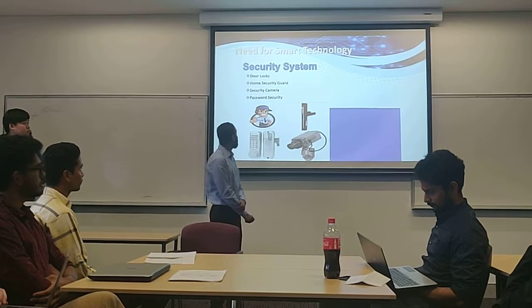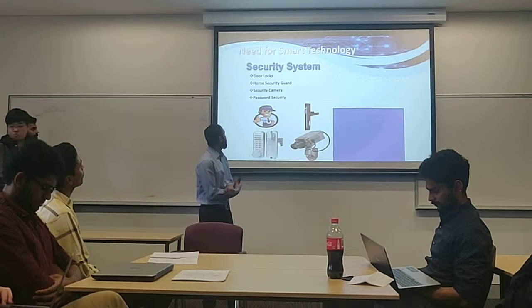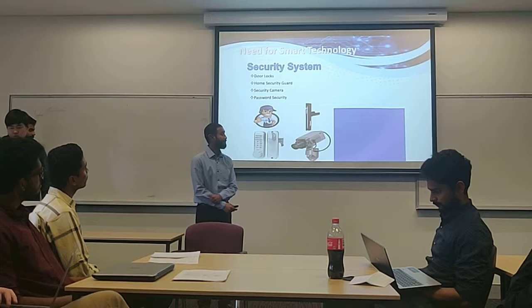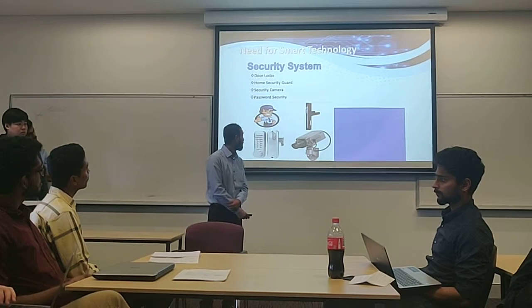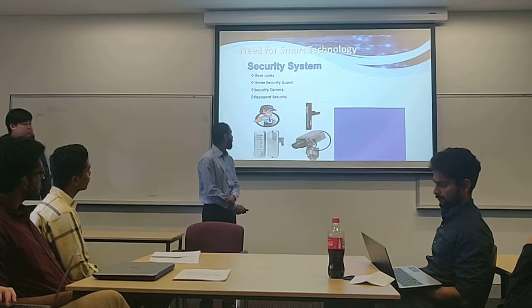Now, talking about the security system present in the traditional houses, the security systems present are door locks, home security guard, which is not a feasible option as it is costly. Thirdly, security cameras and password security.